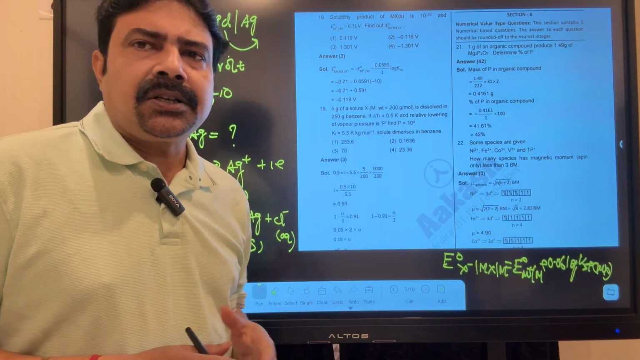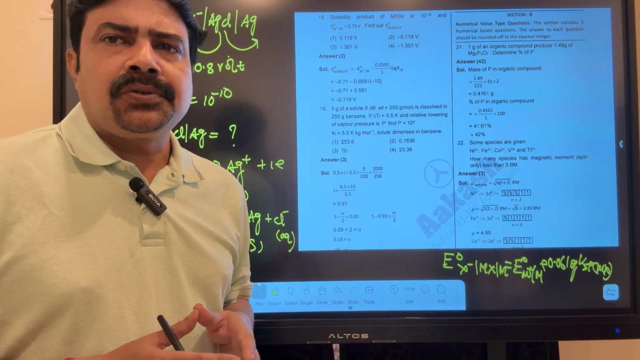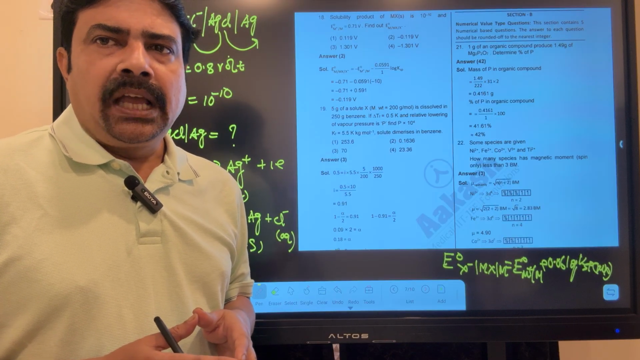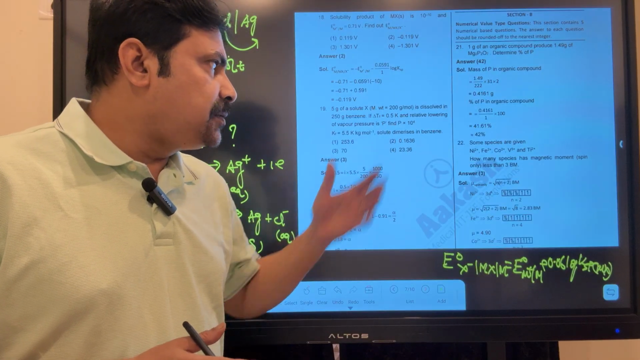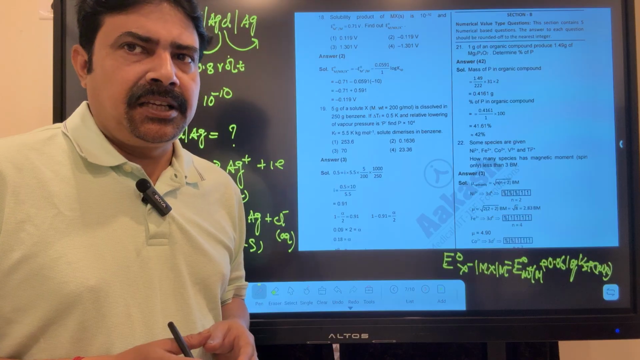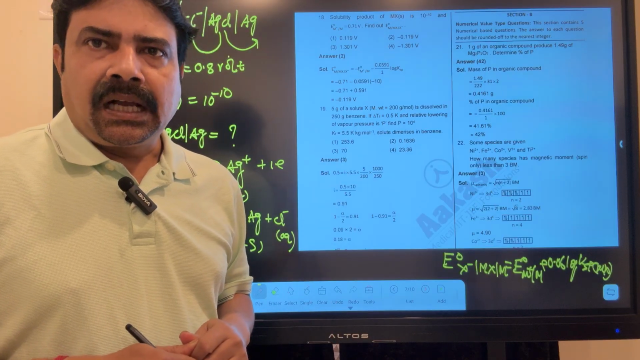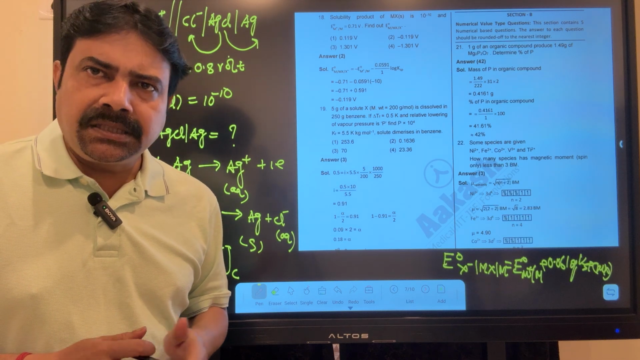Based on the unpaired electrons, you have to apply the formula mu equals under root of n into n plus 2, and based on that you have to check how many species have a spin-only magnetic moment of less than 3 Bohr magneton. These are the concepts. I hope I was able to give you full clarity on the paper discussion.